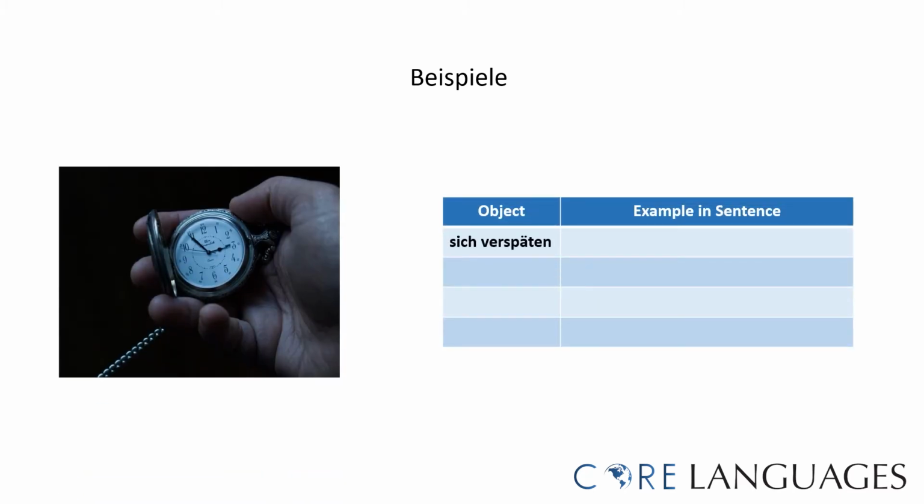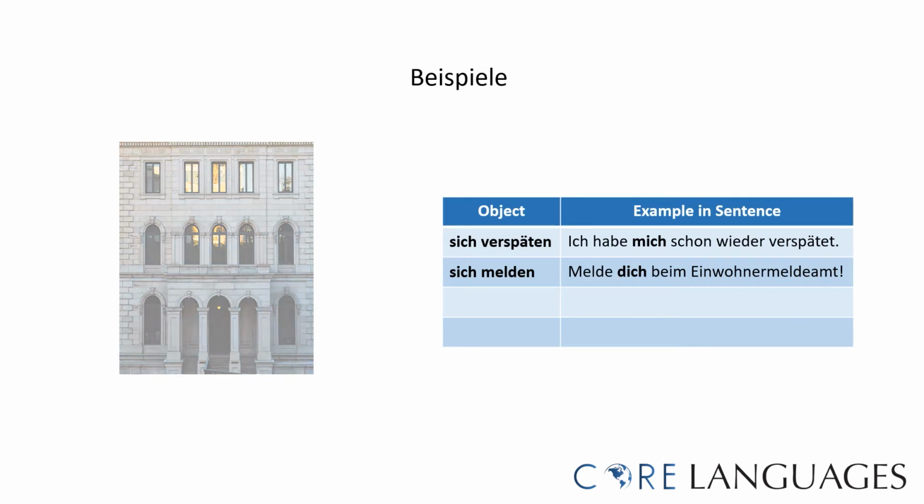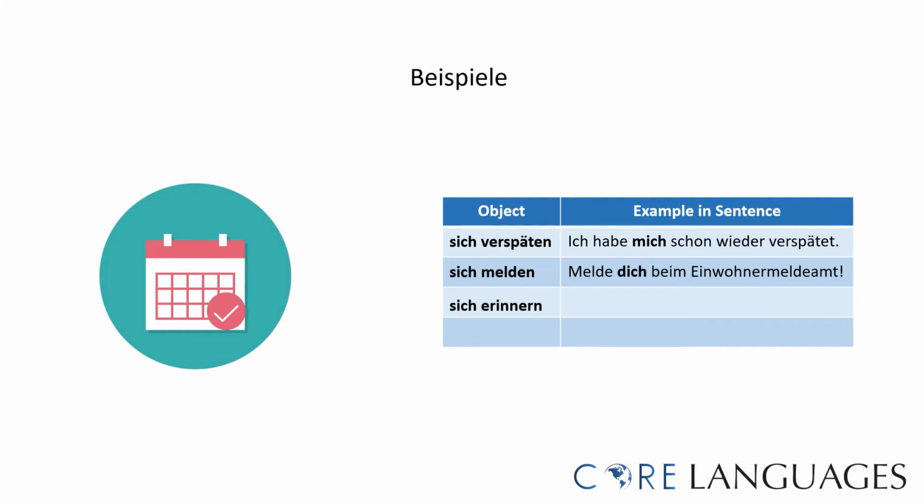Sich verspäten, to be late or to get oneself late. Ich habe mich schon wieder verspätet. I've gotten myself late again, or I'm late again. Sich melden, to register. Melde dich beim Einwohnermeldeamt. Register with the registration office. Sich erinnern, to remember. Erinnerst du dich an den Termin? Do you remember the appointment?